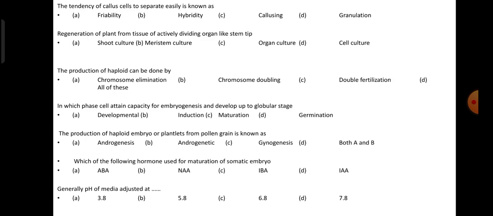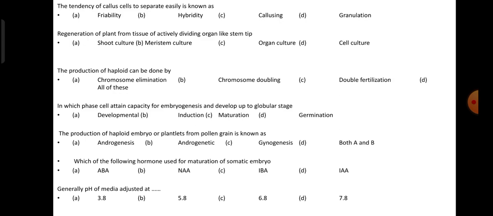Next question, regeneration of plants from tissue of actively dividing organs like the stem tip. Options: shoot culture, meristem culture, organ culture, cell culture. Okay, the answer here is meristem culture. Meristem is nothing but the dividing cells.